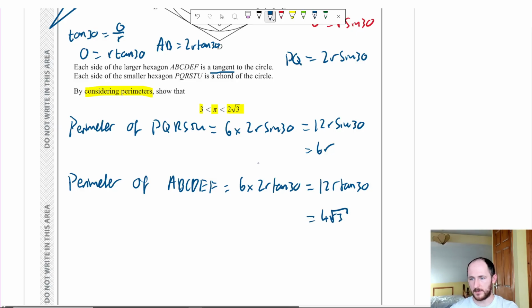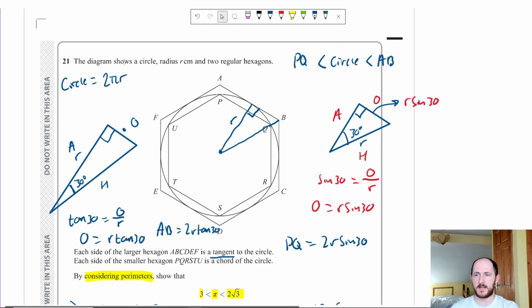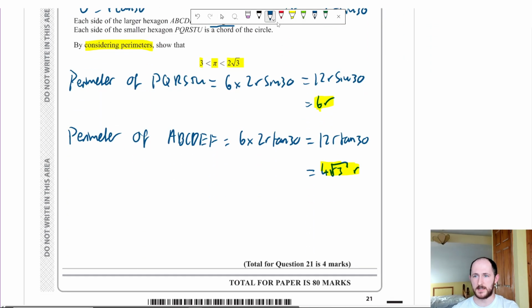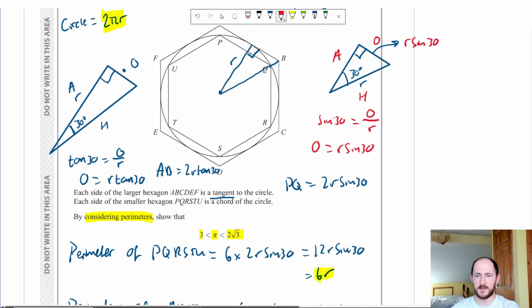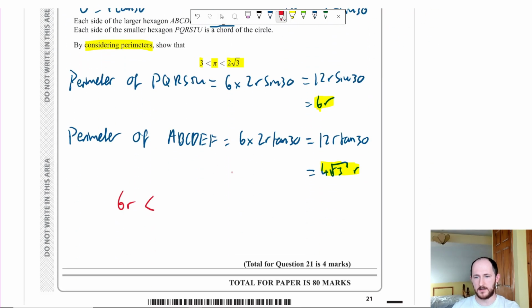So now we have our 3 perimeters, right? And what did I say initially? The smaller perimeter is less than the circle, which is less than the bigger one. So we can write this as a big inequality. We have 6r is less than 2 pi r is less than 4 root 3 r.